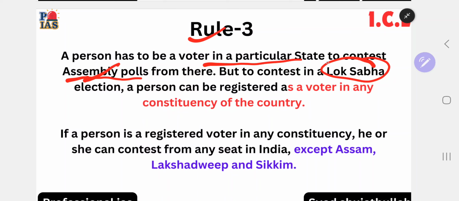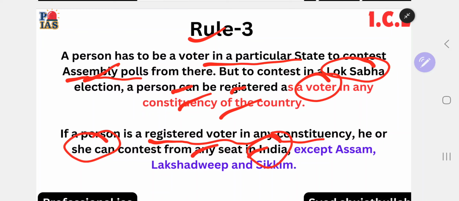But to contest Lok Sabha elections, which we are having at this point of time in our country, a person can be registered as a voter in any constituency of the country. Just you have to be a part of a constituency across the country. You can contest from any place across the country. So that is what it is all about. If a person is a registered voter in any constituency, he can contest from any seat in India, except some exemptions given in the RP Act of 1951, that is Assam, Lakshadweep and Sikkim. He cannot contest from these states and one union territory, but he can contest from anywhere.